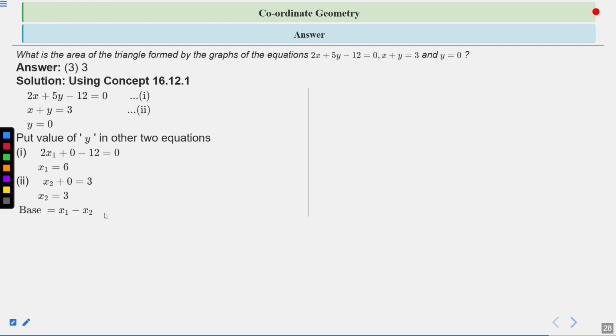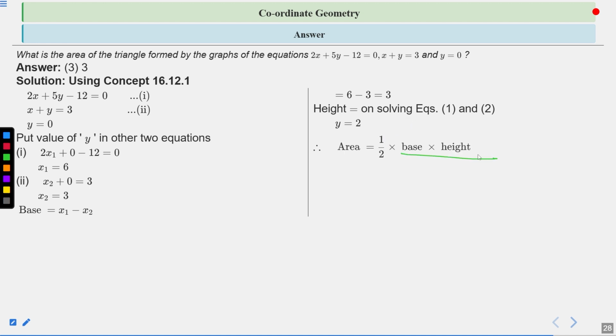Now the base will become x1 minus x2. We know that, so 6 minus 3 becomes 3. The height will come from solving equations 1 and 2. So y we get 2. Now we know that the area of the triangle is 1 by 2 into base into height. So we have the base and we have the height. Just put the values: 1 by 2 into 3 into 2. So 2 will be cancelled out. We get 3 square units. So the third one is the correct answer of this question. Next one.